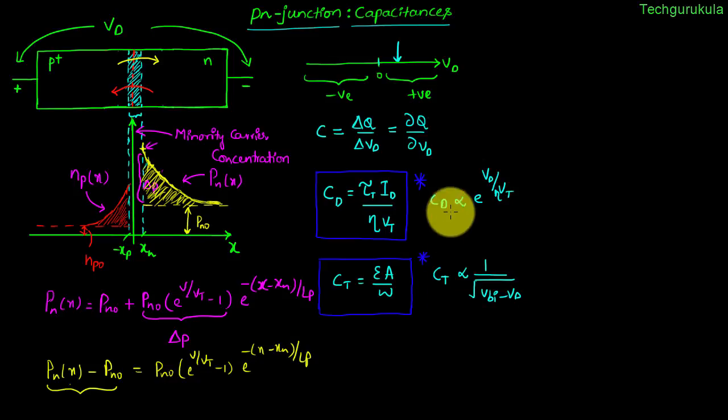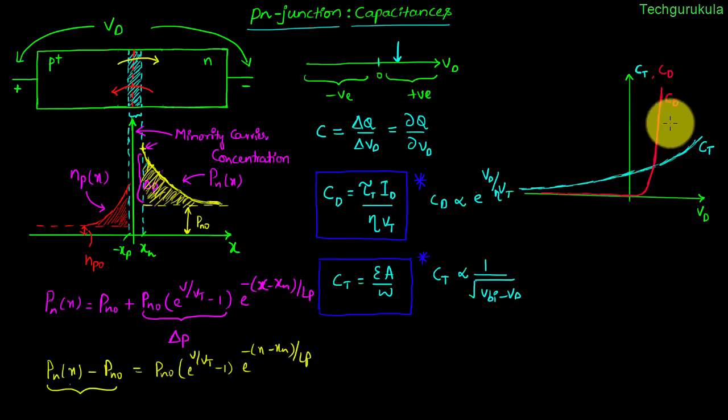Let me plot these two capacitances with respect to VD. The curves for CD and CT with respect to VD would look like this, where in the reverse bias, VD is negative. The dominant capacitance is CT because CD is pretty much 0 in this region. So in general, people also call CT the reverse bias capacitance because that's the dominant one in the reverse bias.